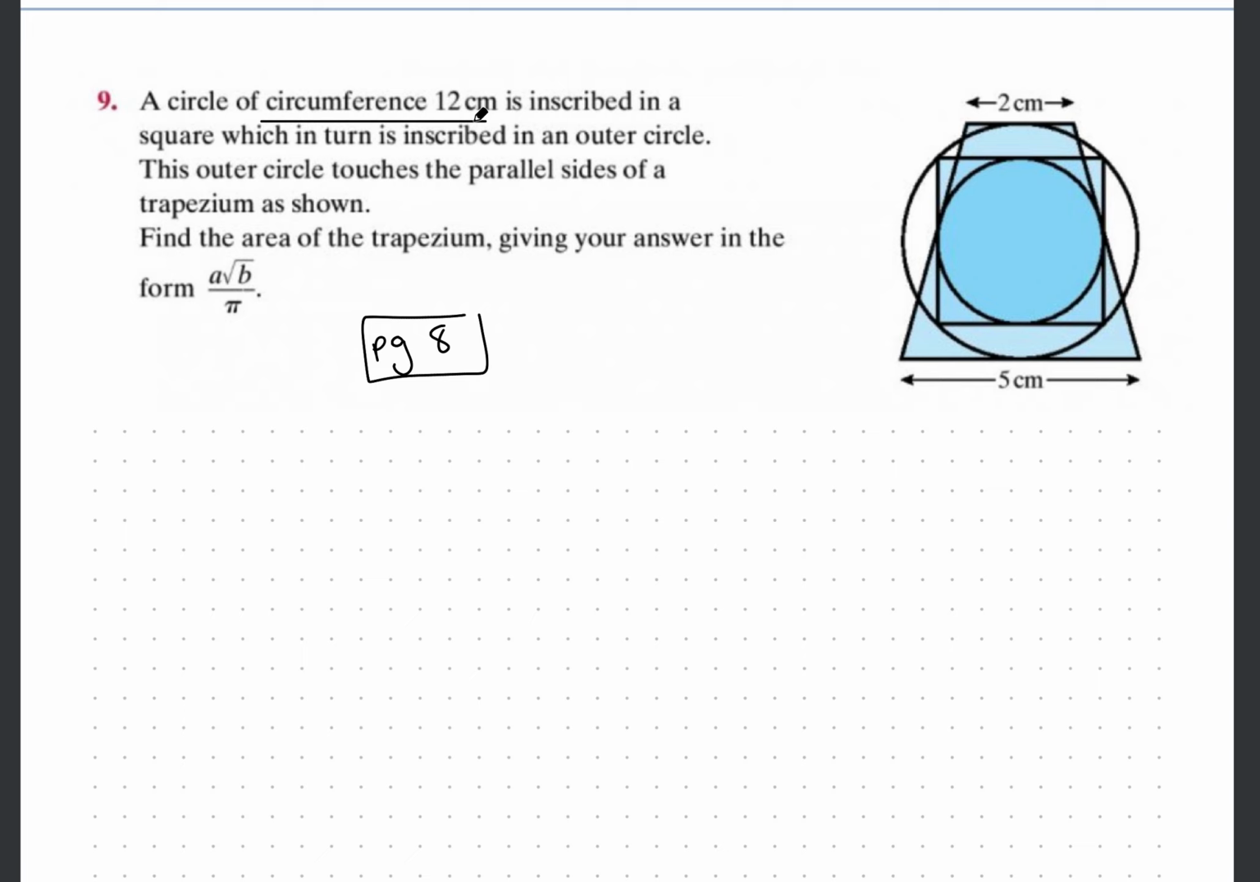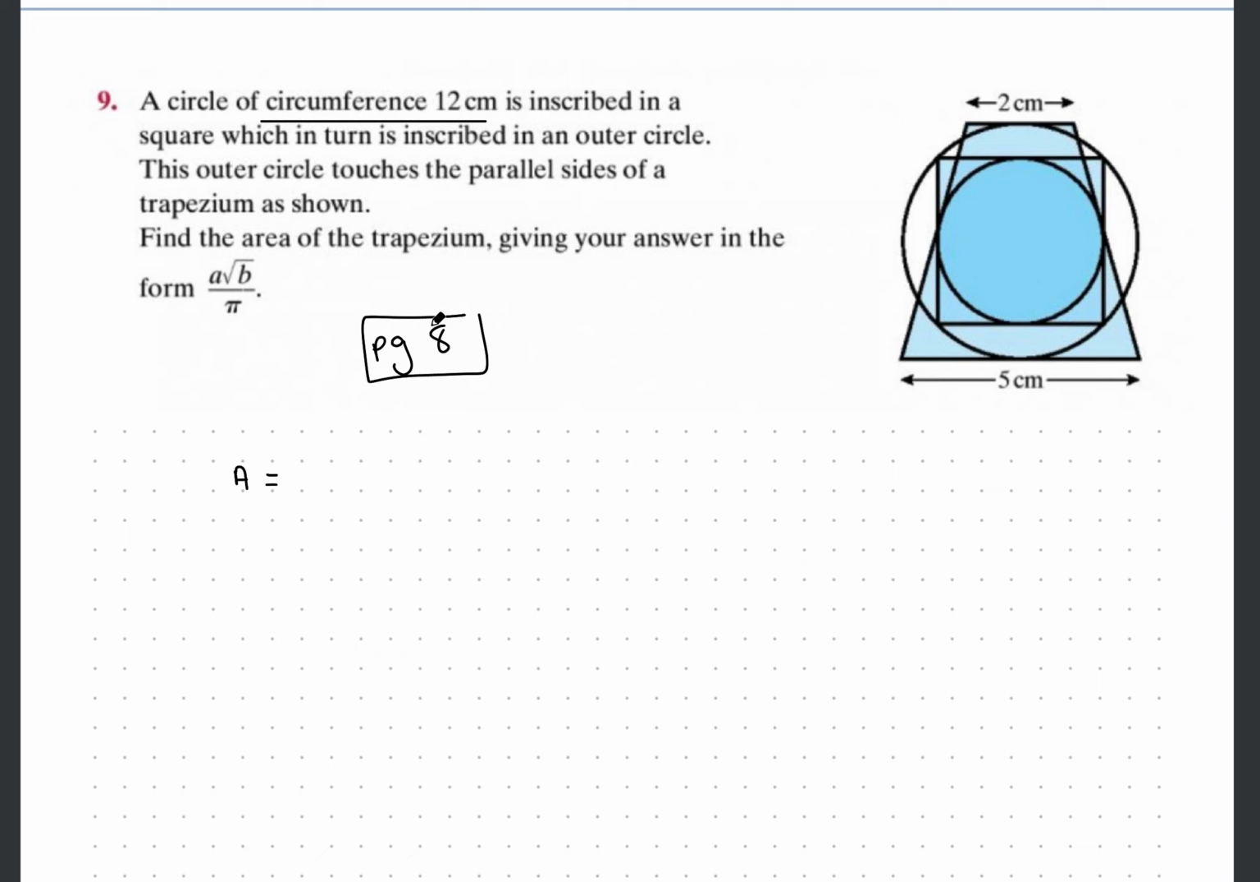It's inscribed in a square, so it's inside of a square, which is in turn inscribed in an outer circle. This outer circle touches the parallel sides of a trapezium as shown. Find the area of the trapezium, giving your answer in the form a square root of b all over pi. So the first thing I could do to get marks instantaneously is to write down and fill in what I do know about the area of the trapezium.